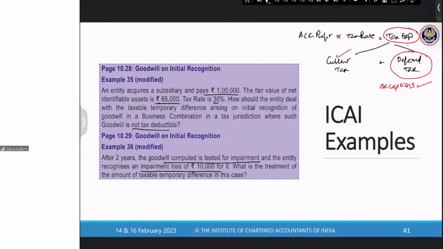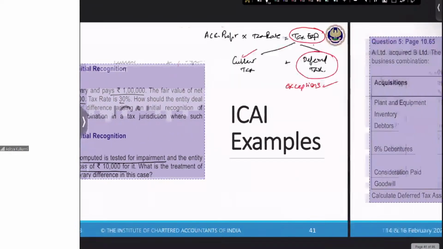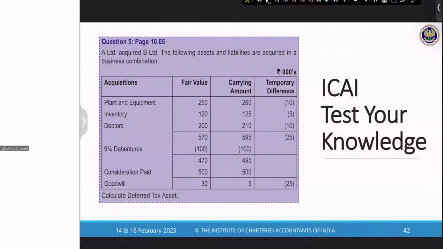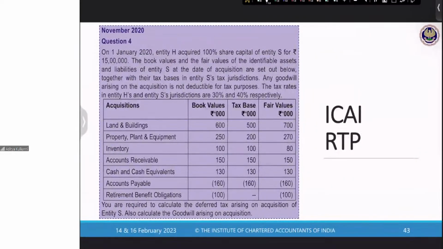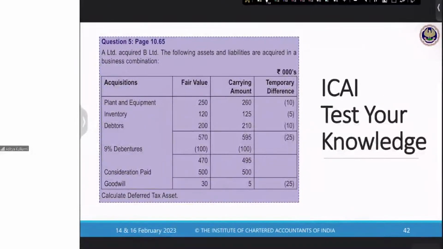Okay, so anyways, that we will see later. We have a new RTP question on that, so I will run you through that question as well. Now let us move on to the next one. This is taken from Test Your Knowledge, but a similar question has also come in your RTP. Very quickly let us do this. It will not take much time.